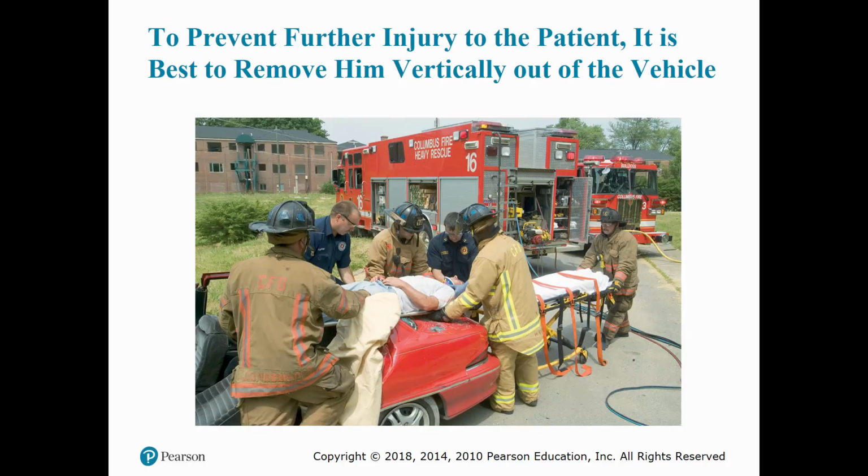The whole purpose of cutting the vehicle from around the patient is to protect the patient from further injury of both the cervical spine and lower spine. The proper way to remove an injured patient from a damaged vehicle is vertically or in line with the spine. Having a patient, especially when complaining of pain, spin or rotate their body onto a backboard is unacceptable.